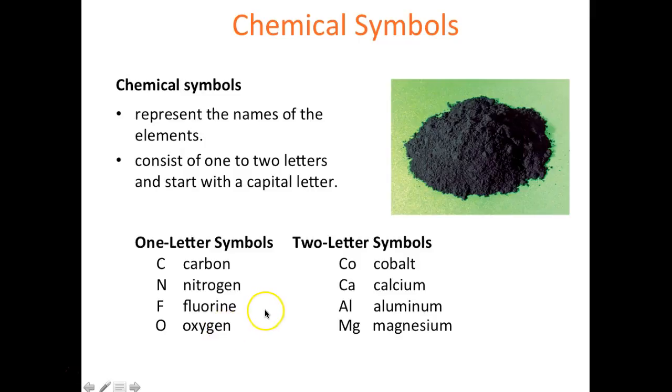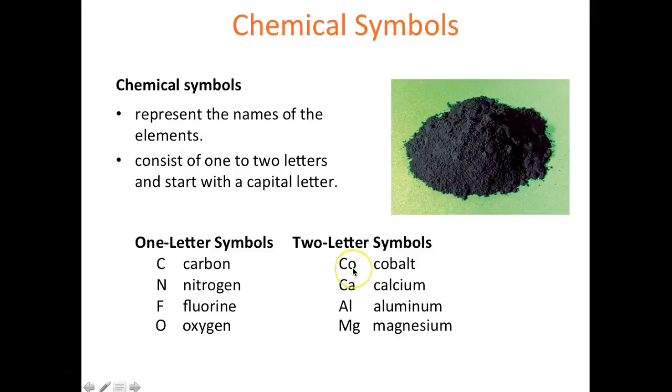So the symbols of these elements are the abbreviation, either one or two letter symbols, and they're derived from their name. So carbon, the first letter is C, so capital C is the one letter symbol for carbon. All right. So some of them have one letter symbols and others have two letter symbols. So carbon, nitrogen, fluorine, oxygen, they all have one letter symbols.